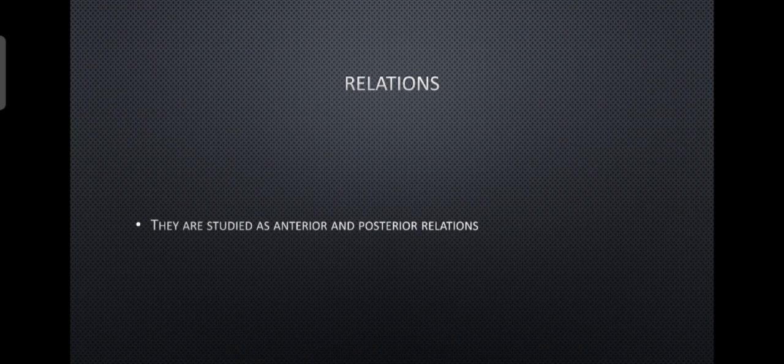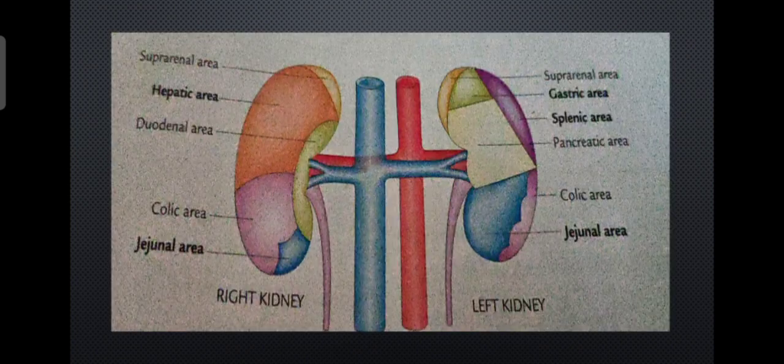Then we move on to relations. Relations are very important in respect to kidney. So we will discuss it as anterior and posterior relations. See here, we can see different structures present on the anterior surface of the kidney, that is, anterior to the kidney.